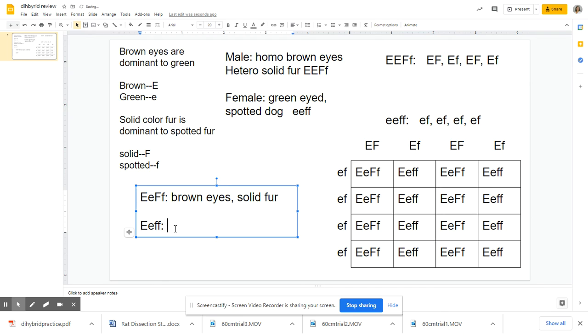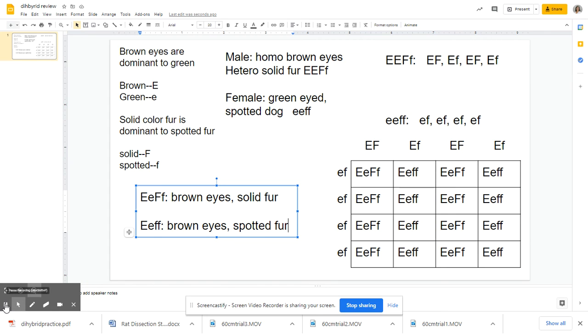For this particular trait, once again, we have heterozygous for eye color, so that means it's going to be brown eyes. This time we have two lowercase f's, which means we will get spotted fur. But notice there's no possibility of any of the puppies in the litter having green eyes. All the puppies in the litter would end up with brown eyes because there is a 100% probability of those brown eyes.